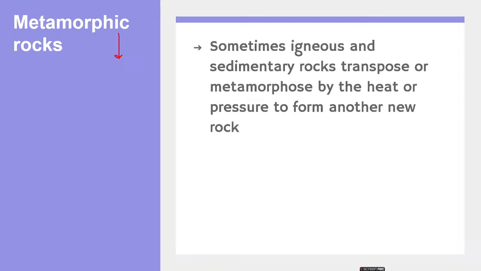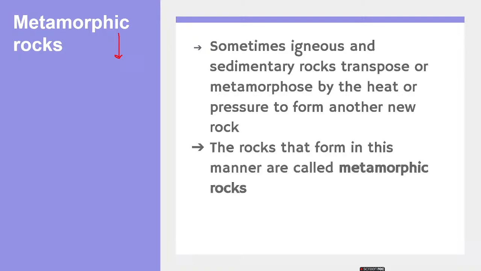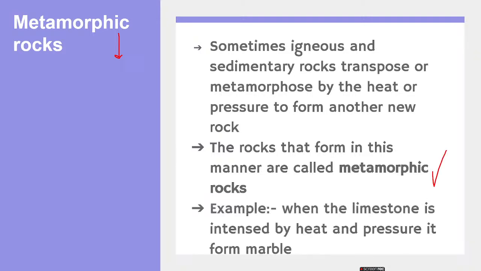After some time, the igneous and sedimentary rocks, either both together or separately, metamorphose, meaning they change by heat and pressure into another new form or new rock. The rocks which are formed in this manner are called metamorphic. An example, when limestone, what is the formula of limestone?